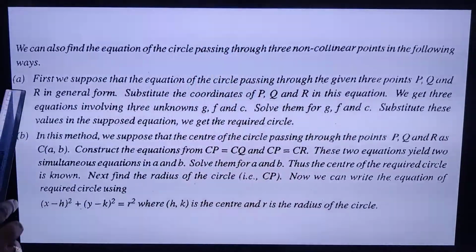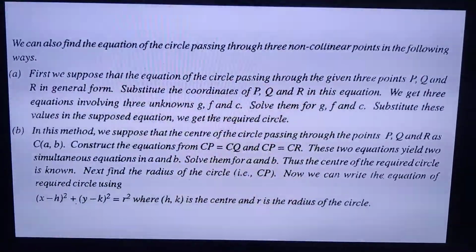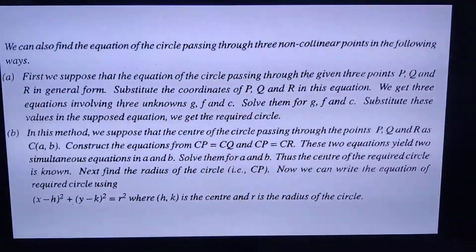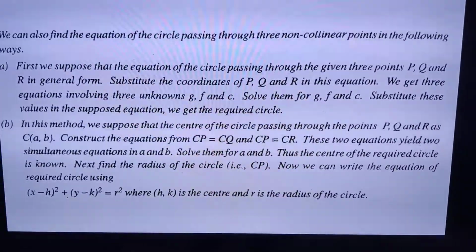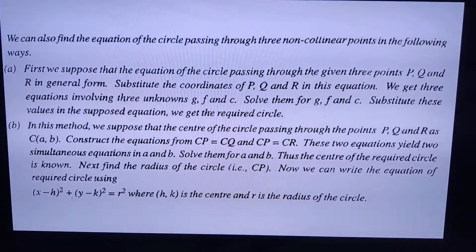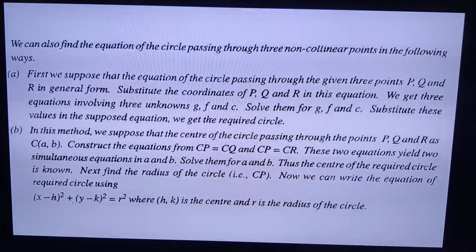This is the general method. What is the method? First we suppose the equation of the circle passing through 3 given points P, Q and R. We have a general equation. What is the general equation of a circle? x square plus y square plus 2gx plus 2fy plus c is equal to 0.